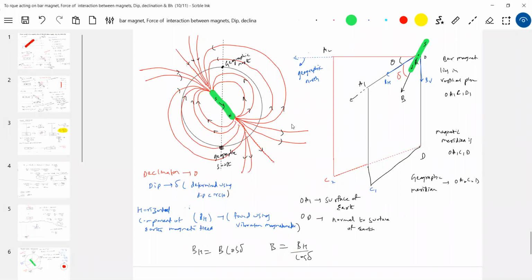Now, how to calculate the vertical component after knowing the dip? So what is BV? And what is the total magnetic field? These are the things which are there. All this small information I have given is very important. These things: geographic north, OA2, and the surface of the earth, OA1.